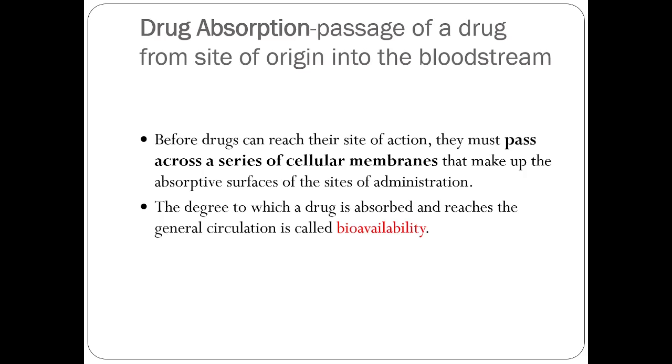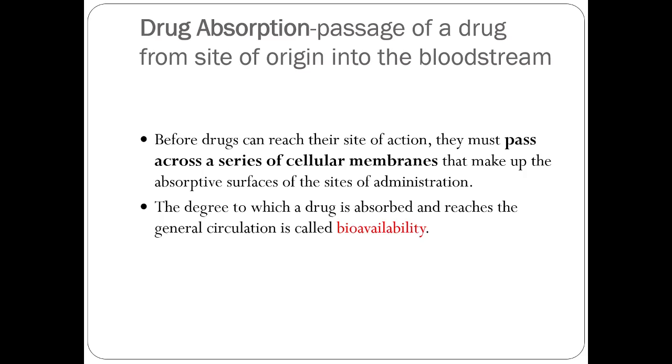Drug absorption is the passage of a drug from the site of origin into the bloodstream. Before drugs can reach their site of action, they must pass through a series of cellular membranes that make up absorptive surfaces of the sites of administration. Now, if at any point you're like, I don't understand, how are these drugs going through cellular membranes? I do have a video for you in your learning activities in that Explore. It's a fairly short video that illustrates how this happens. So take a look at that.